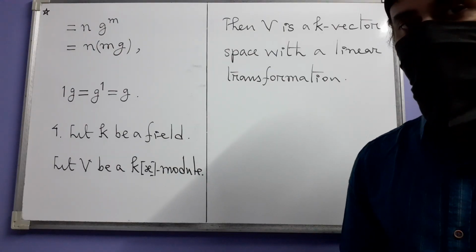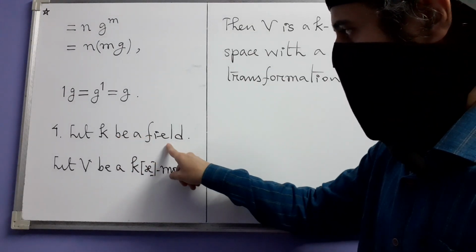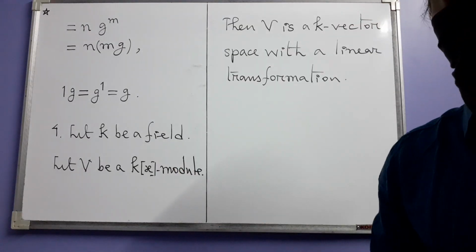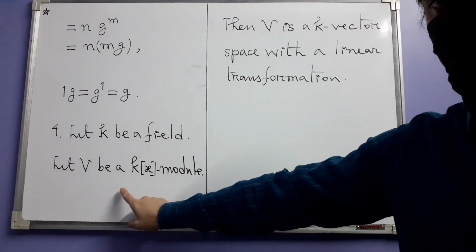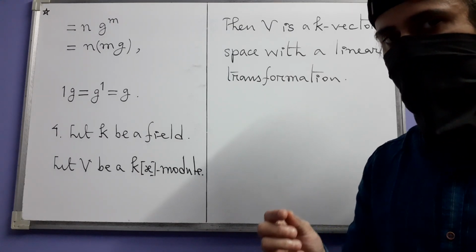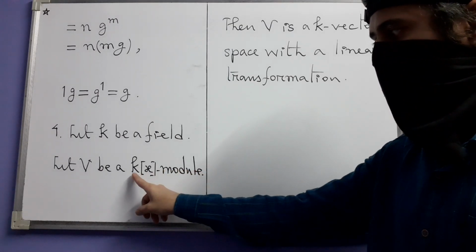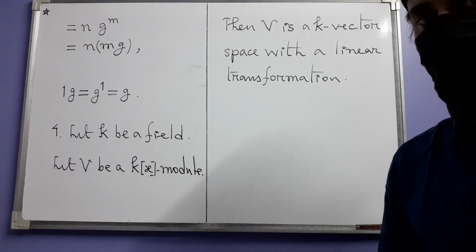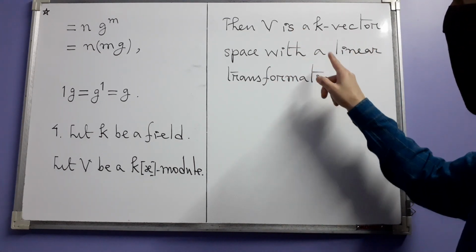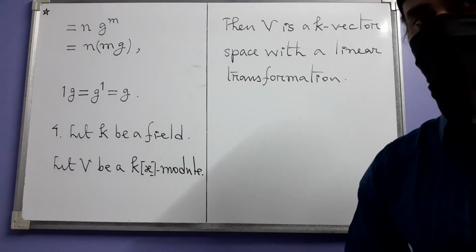Next we have number 4. Let K be a field and let V be a K[x] module. What is this ring K[x]? This is the ring of polynomials in the indeterminate x where the coefficients come from the field K. Then V is also a K vector space with a linear transformation. How?